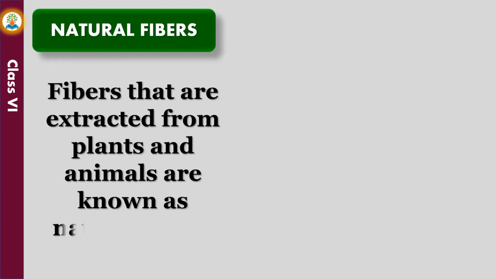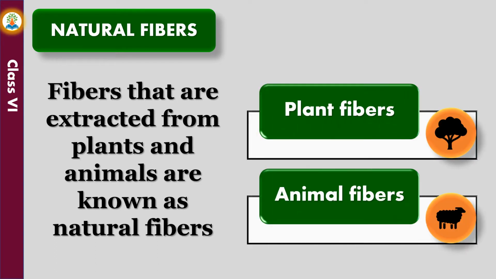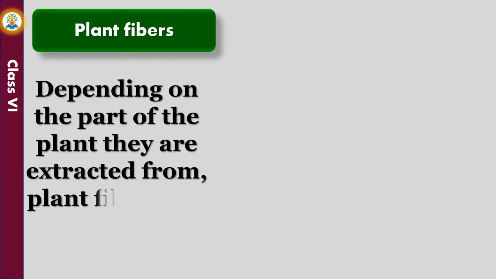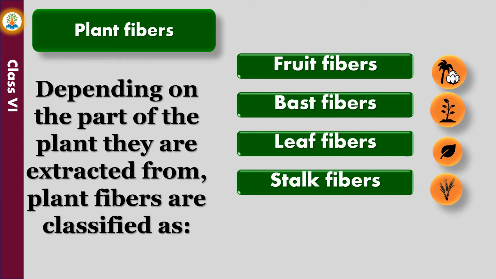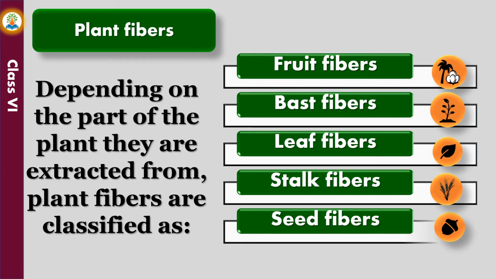Fibers that are extracted from plants and animals are known as natural fibers. Depending on the part of the plant they are extracted from, plant fibers are classified as fruit fibers, bast fibers, leaf fibers, stalk fibers and seed fibers. Classification of plant fibers.